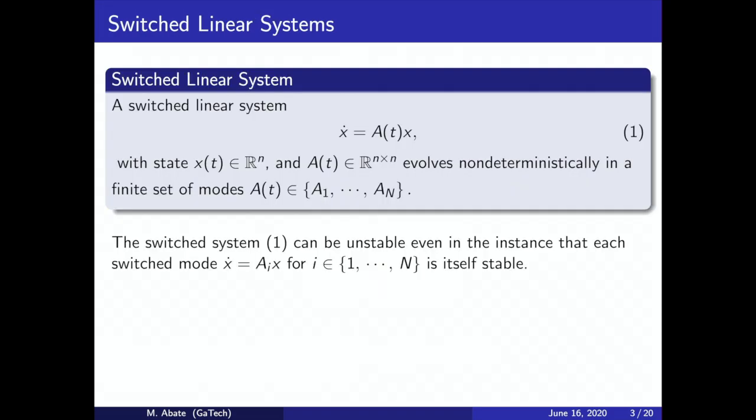In this work, we consider switched linear system models as in 1, which is given by x dot is equal to Ax, where A evolves non-deterministically for all time inside a finite set of switched modes. Such systems naturally arise in various areas within control theory, and the non-deterministic nature of the system facilitates the need for stability analysis tools. For instance, it is well known that the switched system 1 can be unstable, even in the instance that each switched mode is itself stable, and to illustrate this point, I've included an example on the next slide.